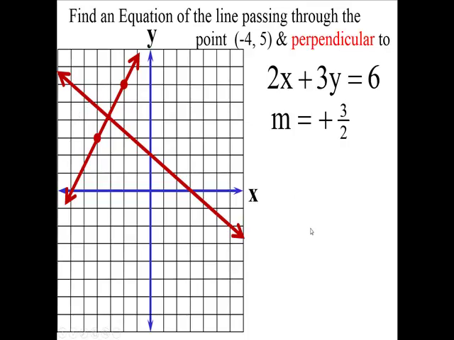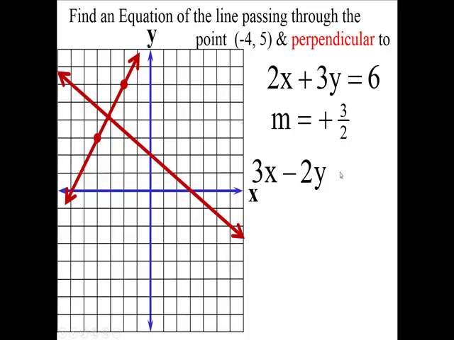Okay, what's the equation going to look like? Well, 3 is going to have to go in front of the x. Since this is a plus slope, we're going to have a minus right here, and the 2 is going to go in front of the y. So this is the equation. It's going to be part of the equation of the perpendicular line.